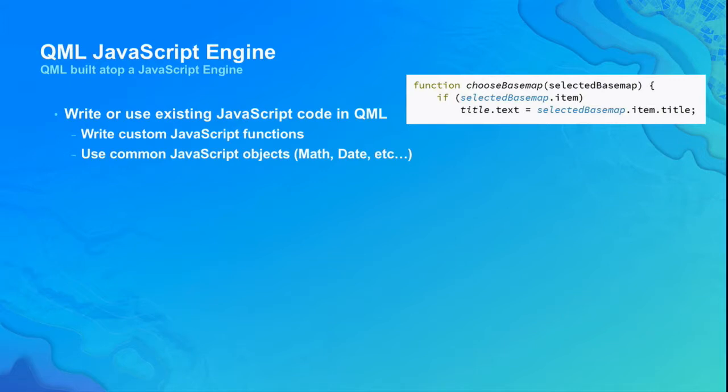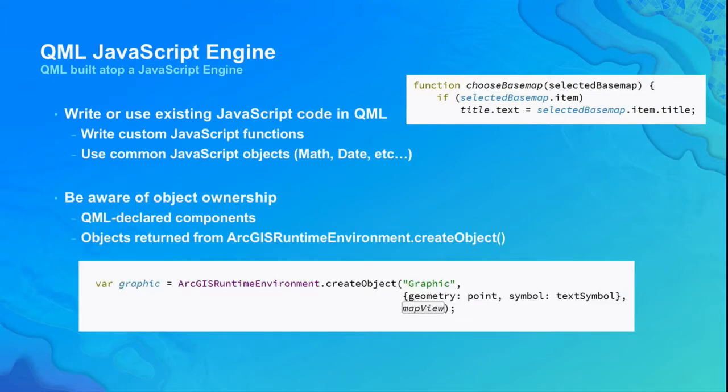And you can use common JavaScript objects like math and date and all sorts of different types of objects. They're all available to you in this JavaScript engine. So it's really, really familiar for folks that have a web background and experience with JavaScript to build native apps, because this is a native API, and have apps that run on Android and iOS and your desktop platforms.